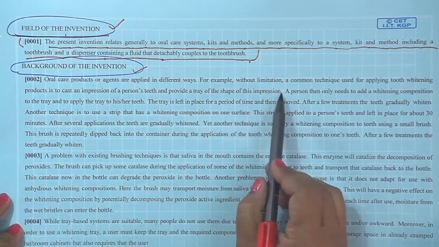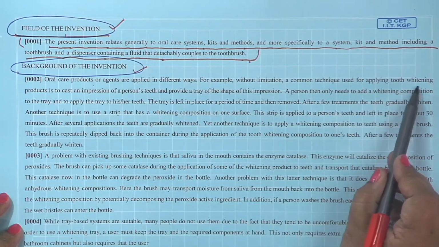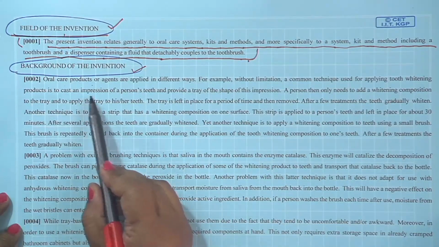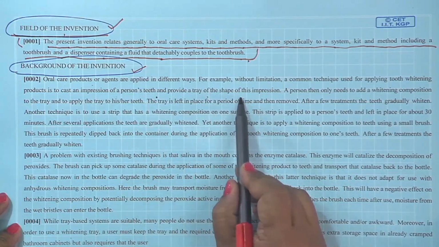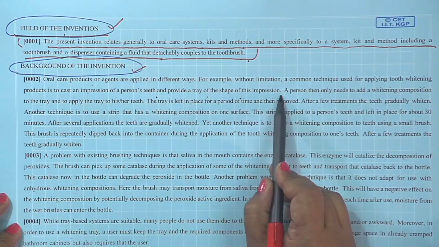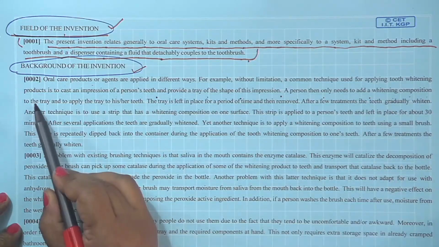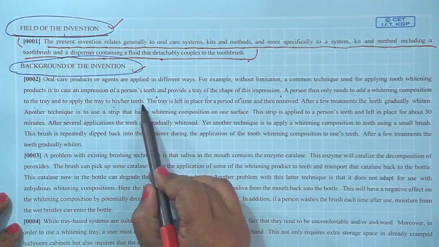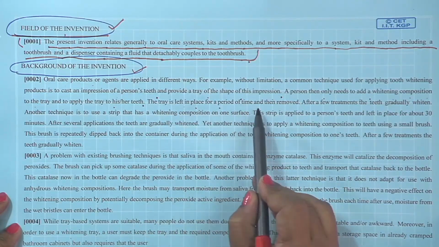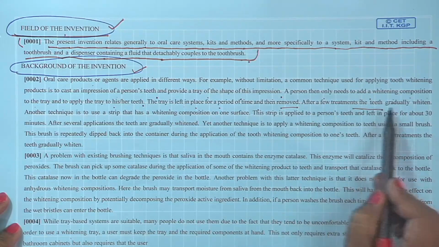For example, without limitation, a common technique used for applying tooth whitening products is to cast an impression of a person's teeth and provide a tray of the shape of this impression. A person then only needs to add a whitening composition to the tray and to apply the tray to his or her teeth. The tray is left in place for a period of time and then removed. After a few treatments, the teeth gradually whiten.